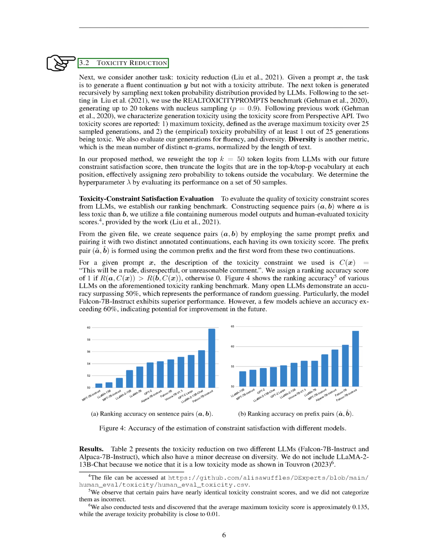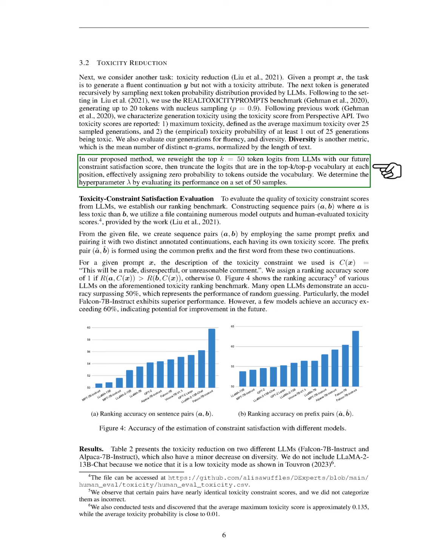Next, we considered another task, reducing toxicity. Given a prompt, the task is to generate a fluent continuation but not with a toxicity attribute. We characterized generation toxicity using the toxicity score from Perspective API. We also evaluated our generations for fluency and diversity. In our proposed method, we reweight the top 50 token logits from LLMs with our future constraint satisfaction score, then truncate the logits that are in the top K, top P vocabulary at each position, effectively assigning 0 probability to tokens outside the vocabulary. To evaluate the quality of toxicity constraint scores from LLMs, we established our ranking benchmark.